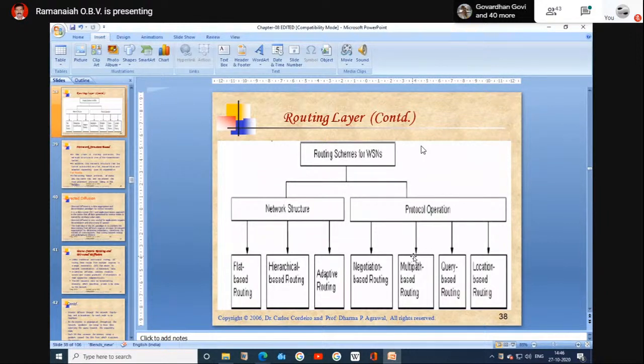So now, a summary of this: routing schemes for wireless sensor networks are categorized based on network structure and based on protocol operation. Based on the network structure, the further classification is flat, hierarchical and adaptive. Adaptive, please remember here, the protocols on their own understand the parameters of the system and change their operation accordingly.